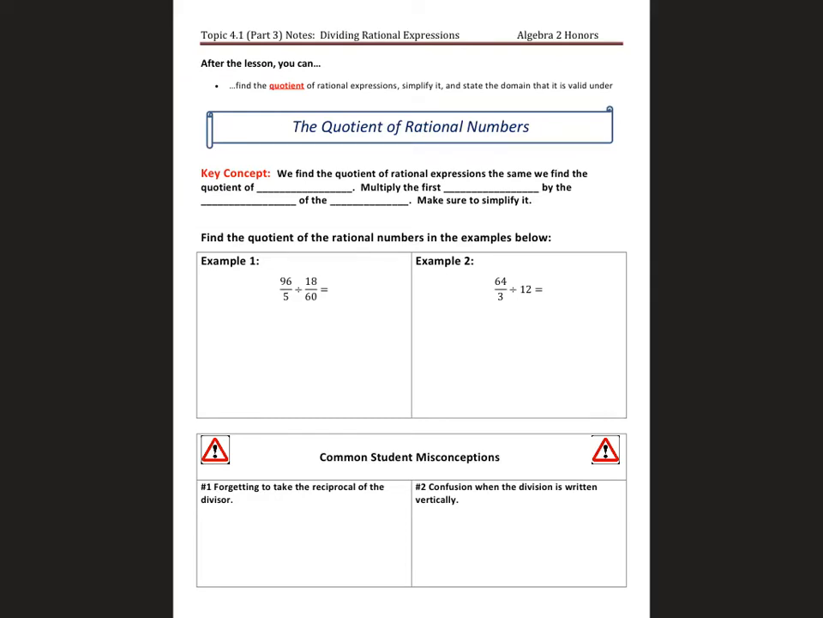Hi everyone, this is Mrs. Jackson. This is Chapter 4, Section 1, Part 3. In this video, we are going to talk about how to find the quotient of rational expressions.